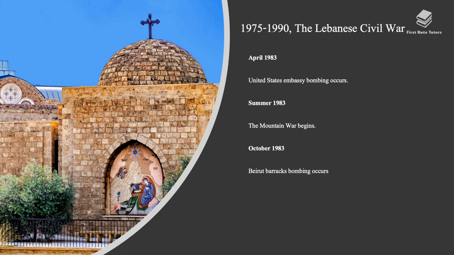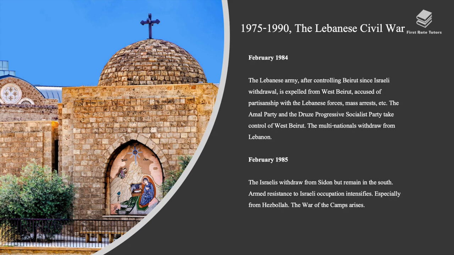In April 1983, the United States Embassy bombing occurs. During the summer of 1983, the Mountain War begins, and in October 1983, the Beirut barracks bombing occurs. In February 1984, the Lebanese army, after controlling Beirut since the Israeli withdrawal, is expelled from West Beirut, accused of partisanship with the Lebanese Forces, and mass arrests follow. The Amal Party and the Druze Progressive Socialist Party take control of West Beirut. The multinationals withdraw from Lebanon.